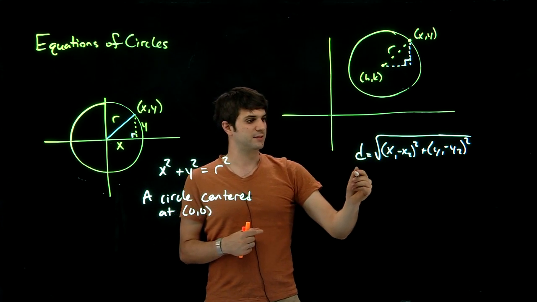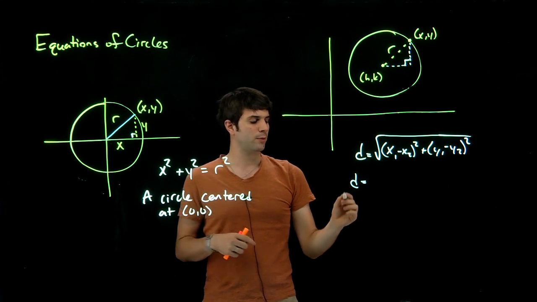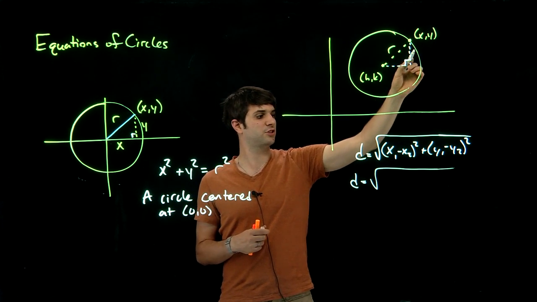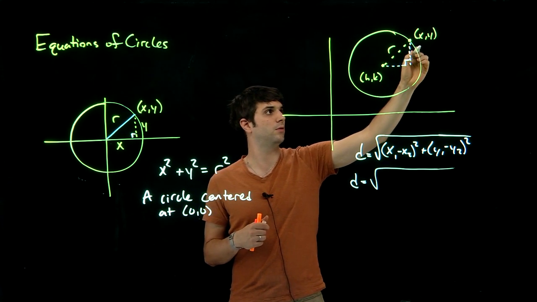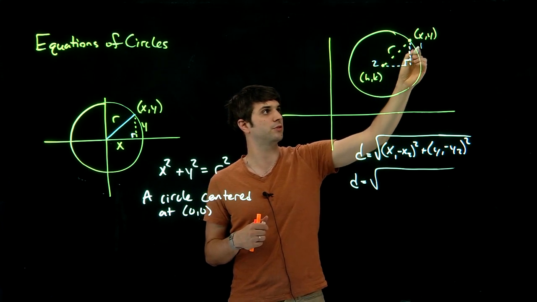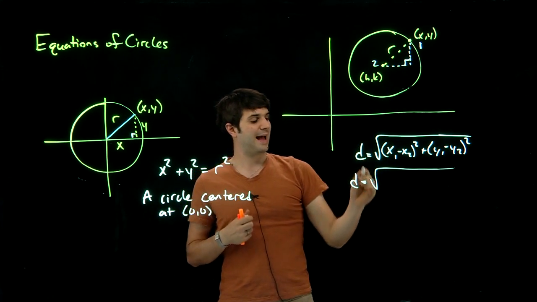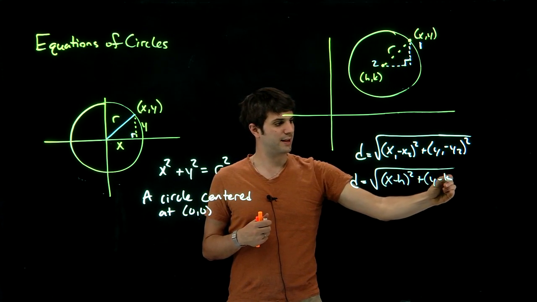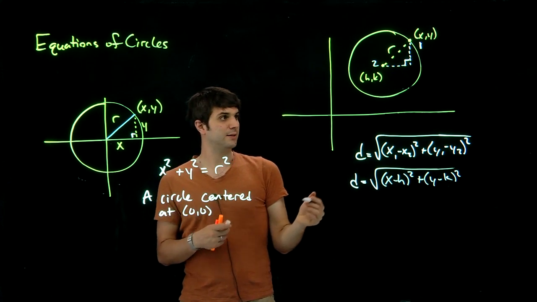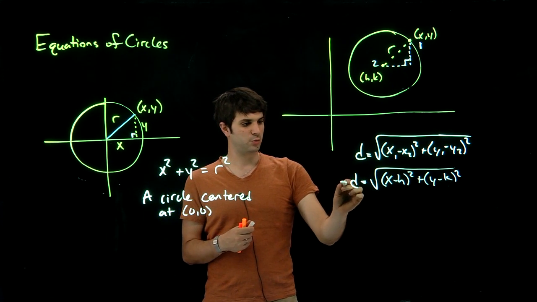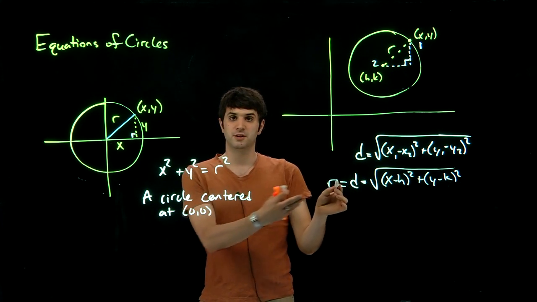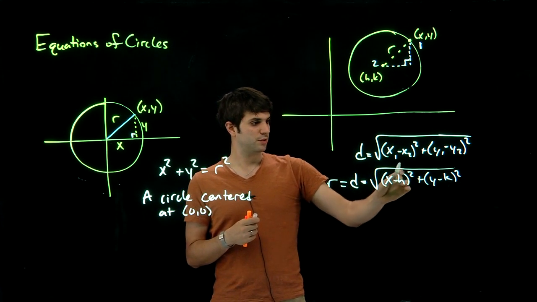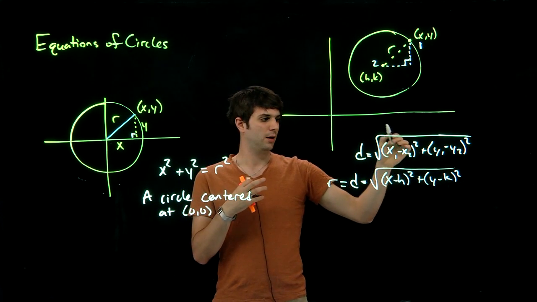So distance equals, well, we just plug in what we know. Let's call this point 1 and this point 2. So what I've done is x minus h squared plus y minus k squared, all under the root. And that's it. Instead of d, we're going to replace this with r. So r equals the root of x minus h squared plus y minus k squared.